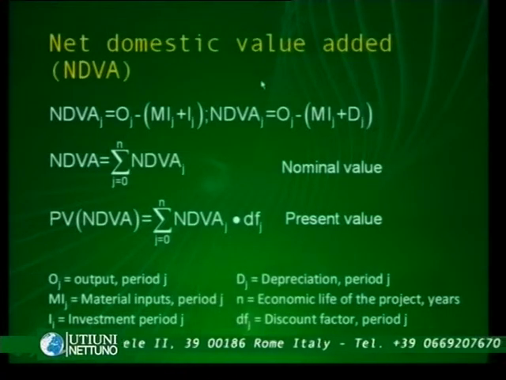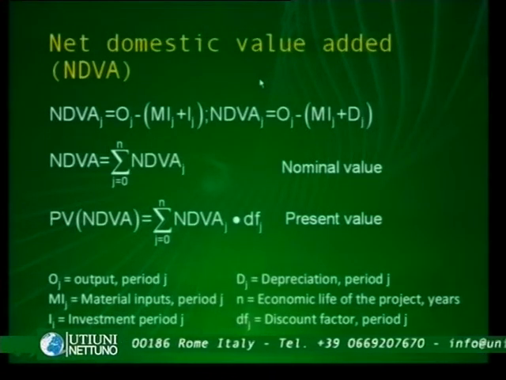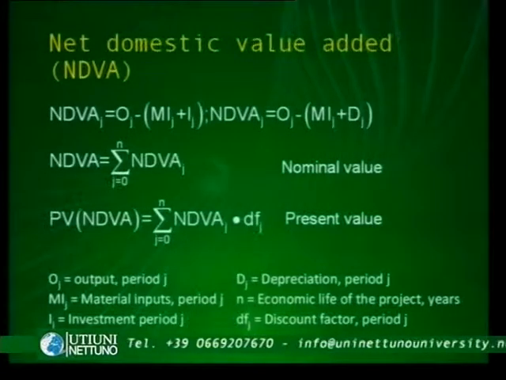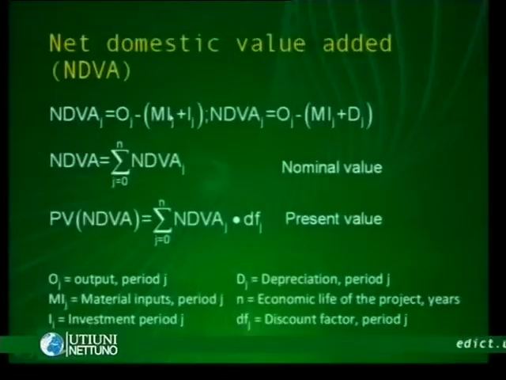So let's say that the static view is more useful when you want to understand what is the net value added created in a given moment, so at a given period of the life of the project. But then if you want to aggregate this value into a net present value, it's more correct to refer to investment and not to depreciation.